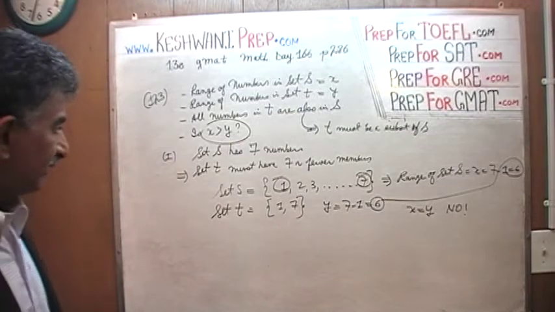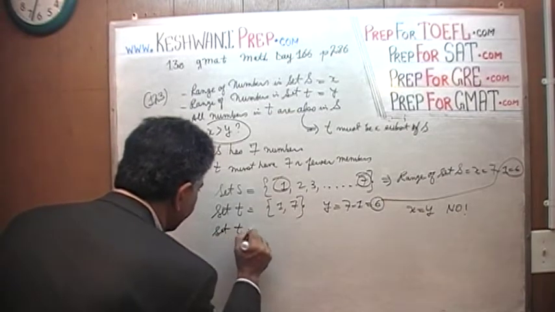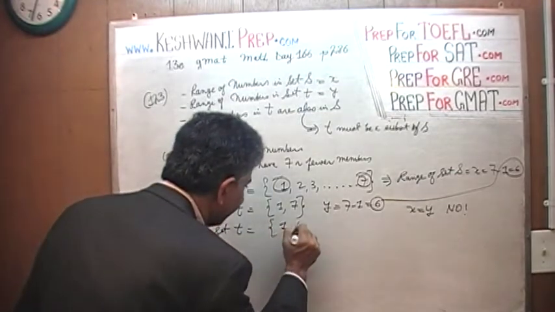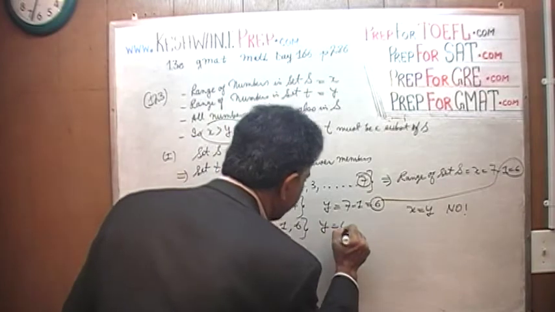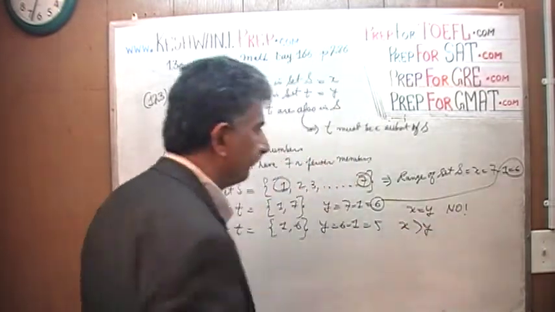Or, it is quite possible that set T may have, instead of 1 and 7, 1 and 6. In which case, Y would be 6 minus 1 or 5. And here, X would be greater than Y.